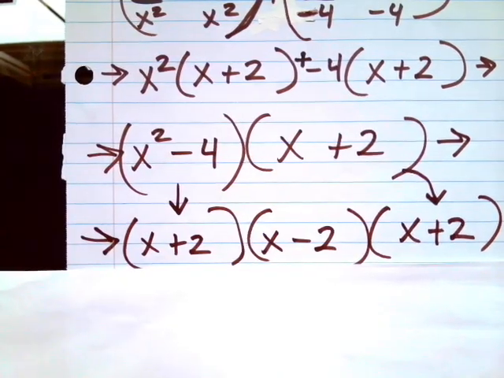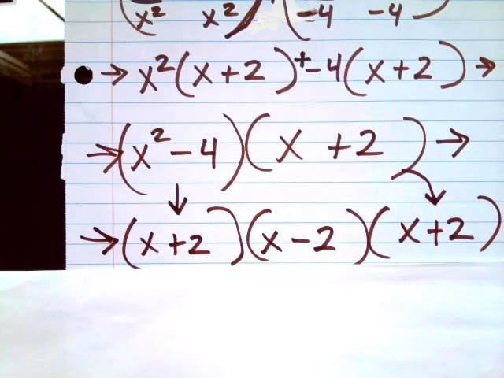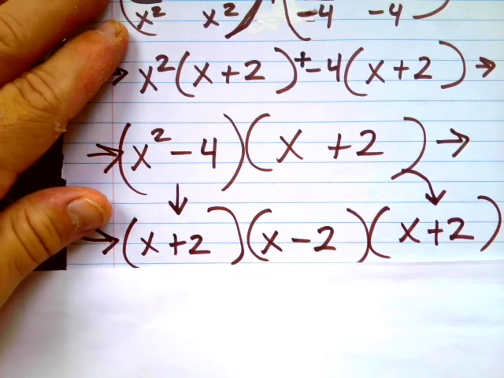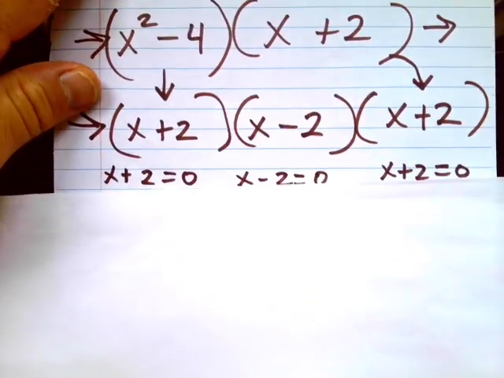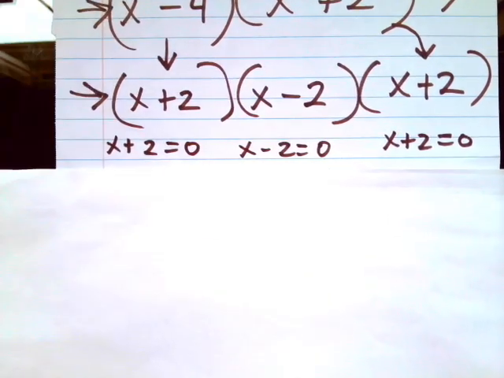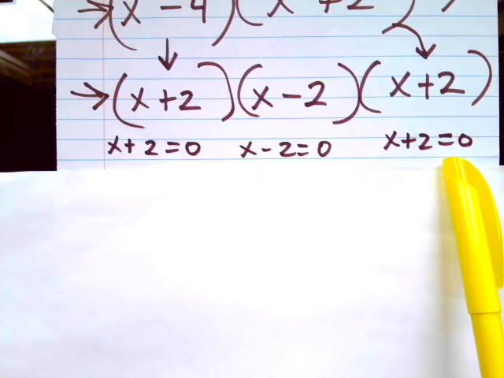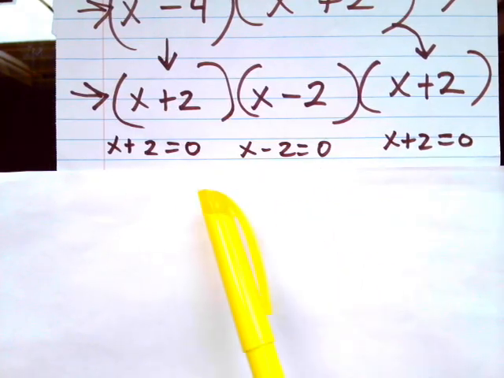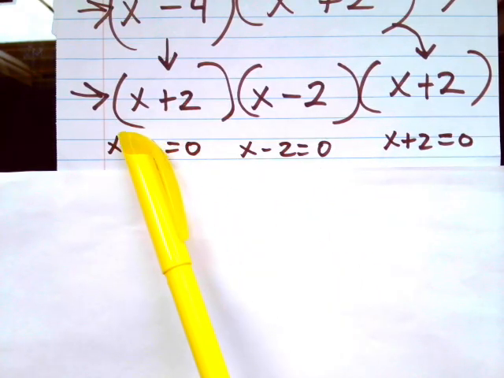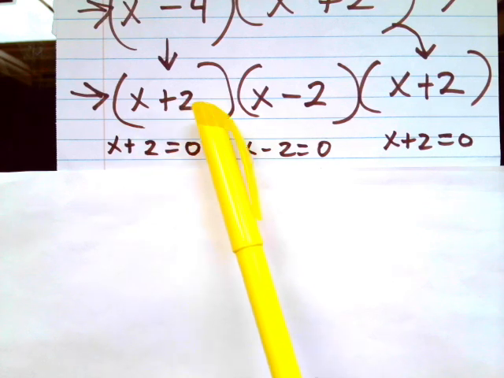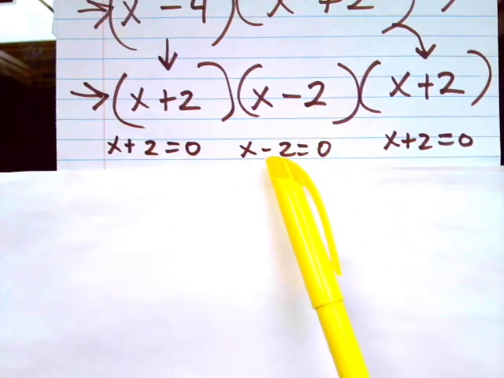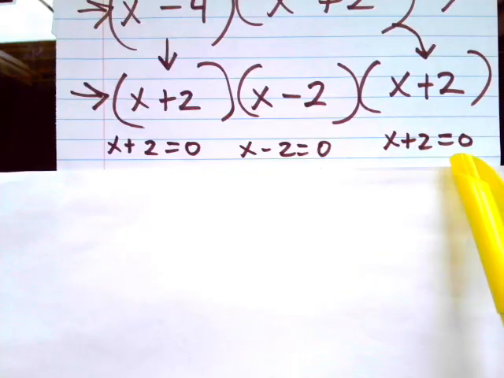All right, now since we're finding zeros, right, we're finding zeros of the function. As an example, I want to show you how to do that in review, because I've shown it once before with an example problem. I'm going to take each of these and set them equal to 0. Then I solve for x. So x plus 2 equals 0. x minus 2 equals 0. x plus 2 equals 0.